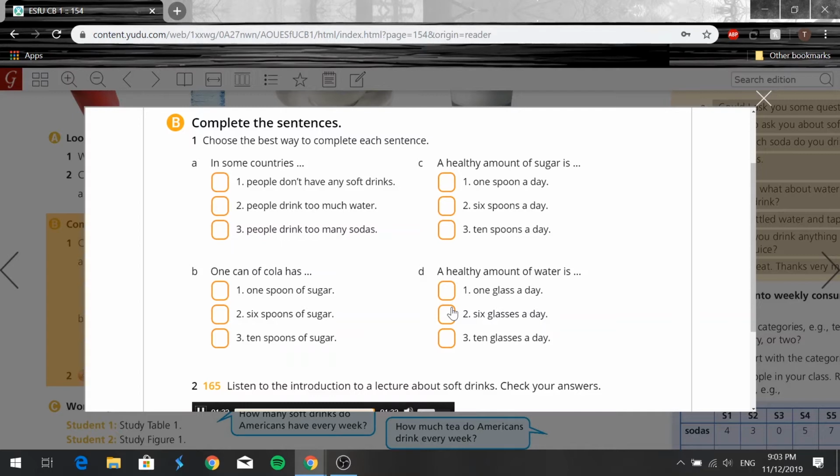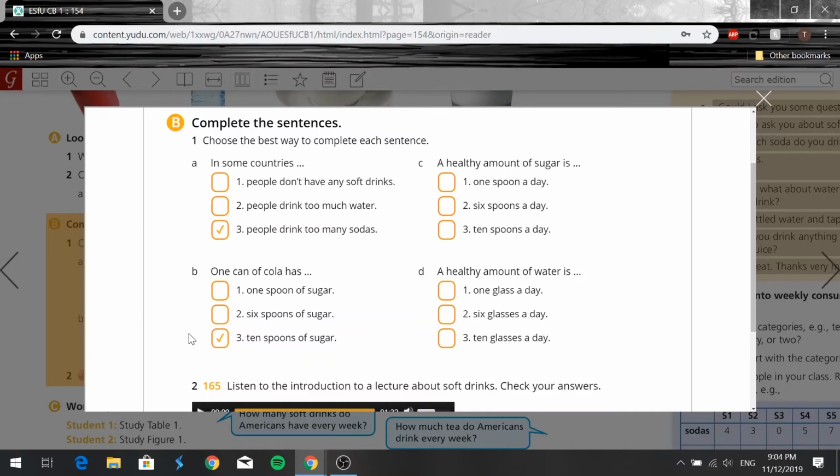Alright, so in some countries, people don't have any soft drinks, or people drink too much water, or people drink too many sodas. So in this case, people drink too many sodas. Okay, one can of cola has 1 spoon of sugar, 6 spoons of sugar, or 10 spoons of sugar. So 10 spoons of sugar. That is insane to think about, by the way.